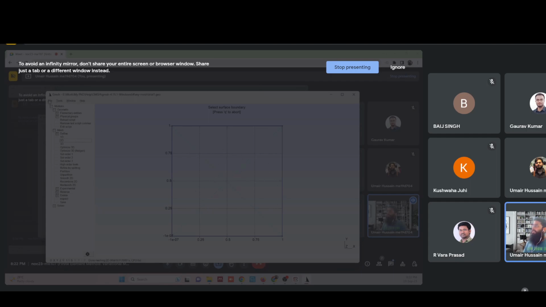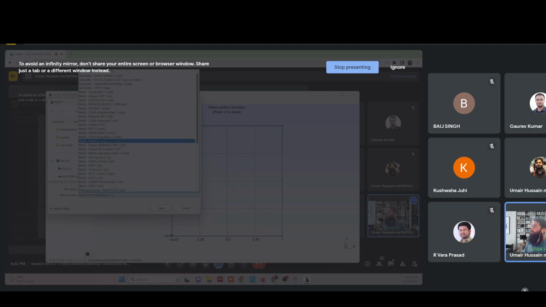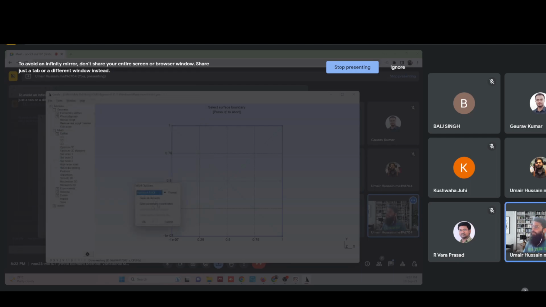Now we save this mesh. Export. I'll save it as trial1.msh. We have a message here. Yeah, trial1.msh. Save. Version 4 ASCII. That's it. The mesh is ready.